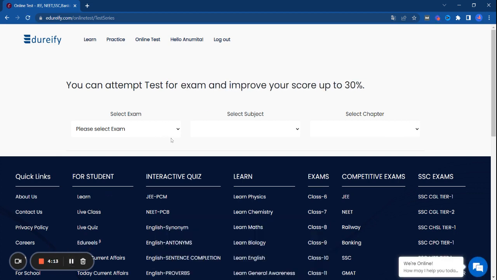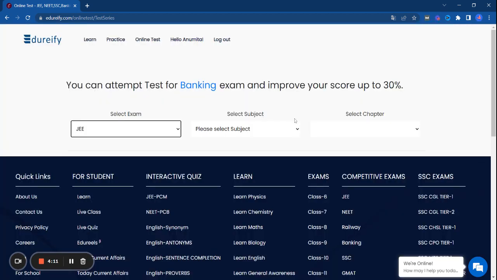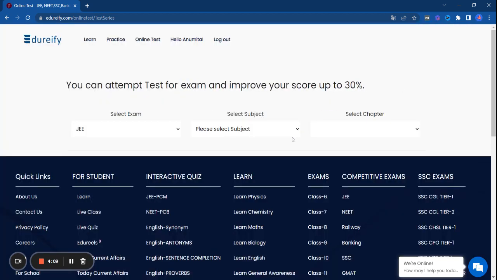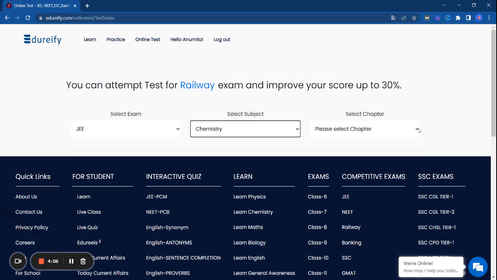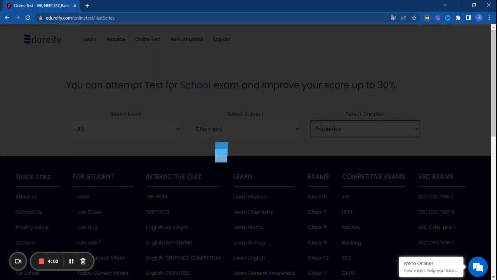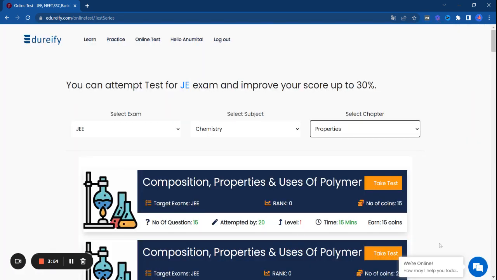So we are going to select our exam JEE, then subject chemistry, and then go for the chapter. Today we are going to solve a mock test for polymers. And students, the chapters which we are attempting are very important for the 2022 examinations.